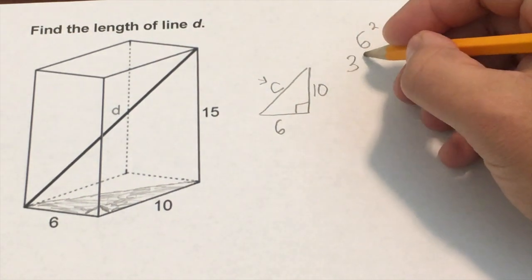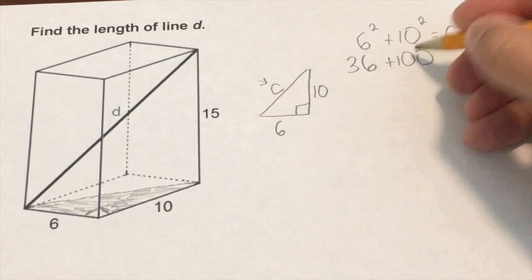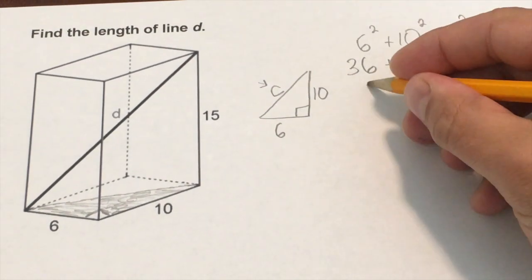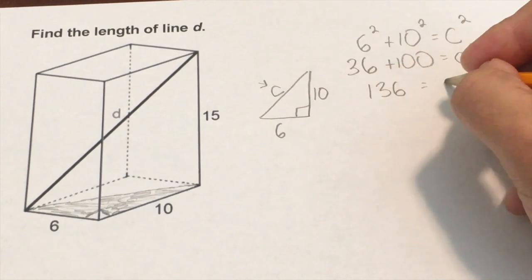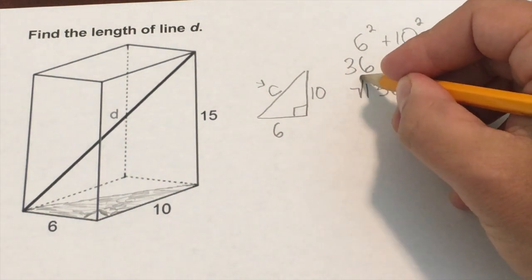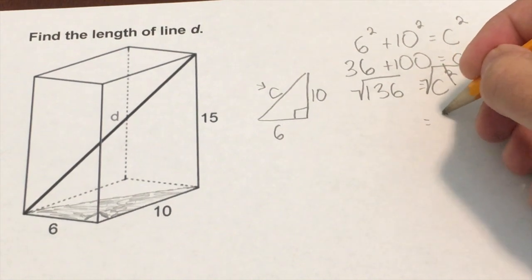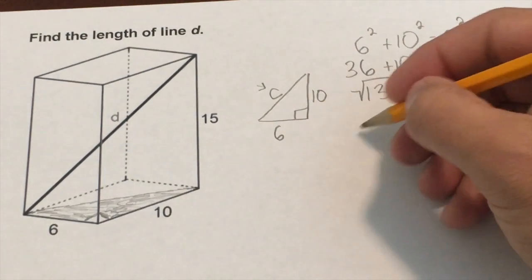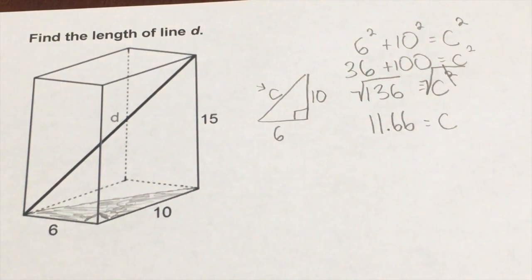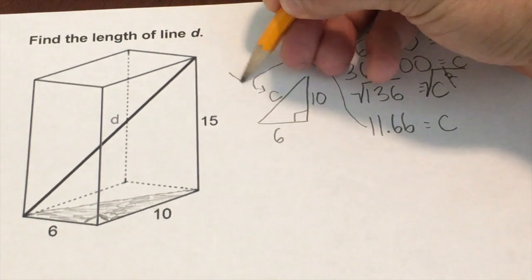6 squared is 36. 10 squared is 100. We'll take C squared and bring it down. 36 plus 100 is 136. And we'll take the square root of both sides to get C by itself. Plug that into our calculator, and approximately the value is 11.66. Okay, so that is the length of the hypotenuse of the right triangle on the bottom of the prism.